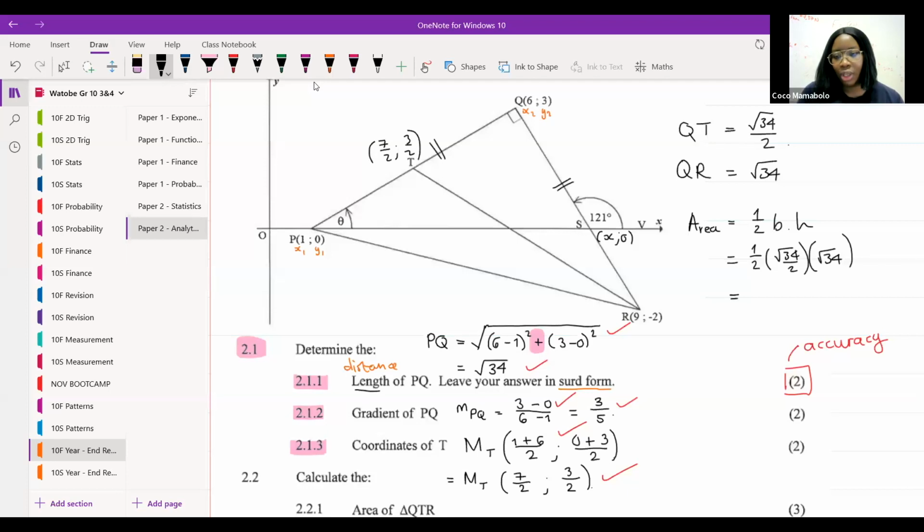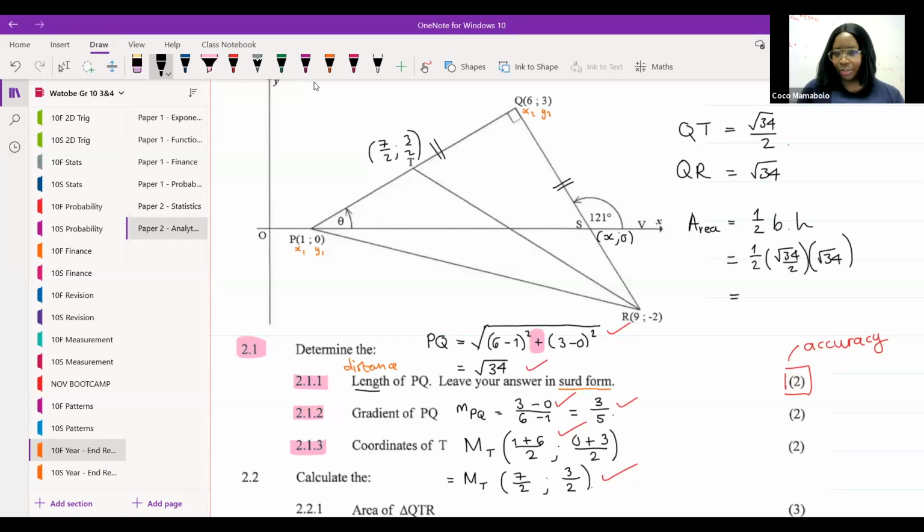I wonder what did I do? 1/2 open bracket square root 34 divided by 2. Okay, let me put that in brackets. That divided, and then open another bracket and put in 34. Should give us... I got 0.25. No, it shouldn't be that tiny. It should be something like 17/2, or 34/4. Oh, that's why. Square root.